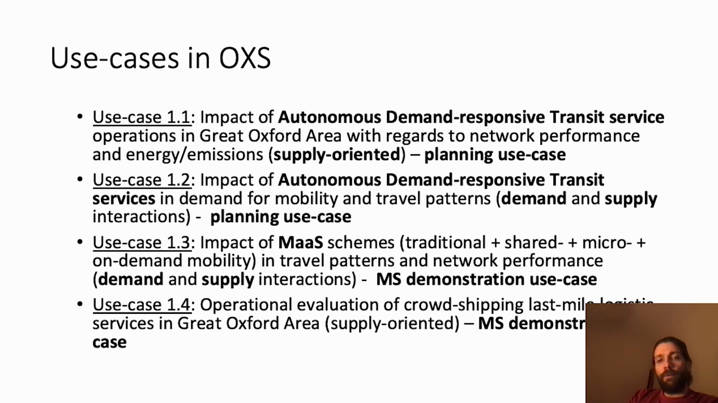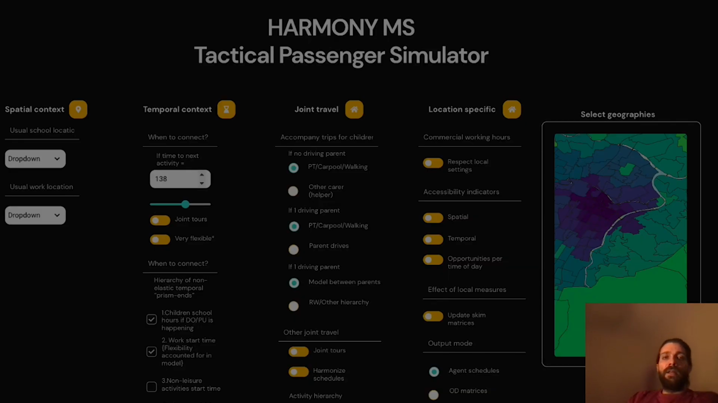For the same purposes in Oxfordshire, we model the impact of autonomous demand responsive transit service, the impact of demand and supply interaction in this case, the impact of mass schemes, and also we have outlined the investigation of a crowd shipping use case where the tactical passenger and the tactical freight simulators interact.